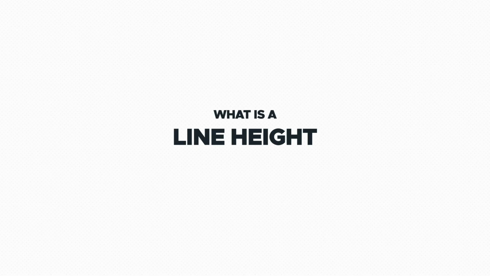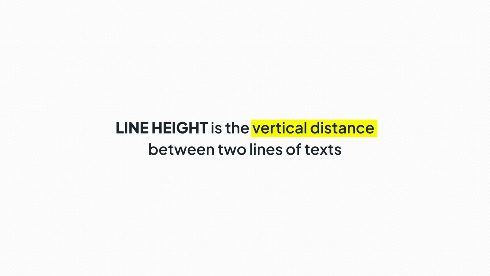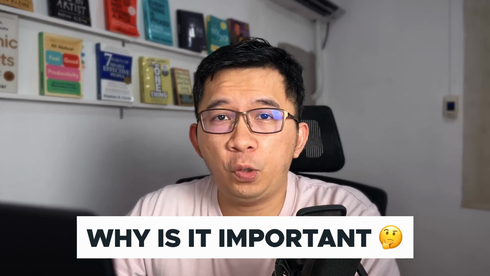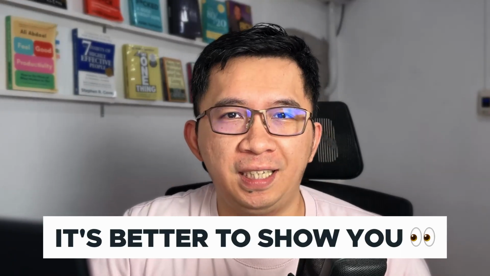What is a line height and why it's important in website design? Line height is the vertical distance between two lines of text. For example, the space that you see right here between these lines of text, that's the line height. So why is it important in website design? Well, my friend, it's better to show you rather than just telling you.